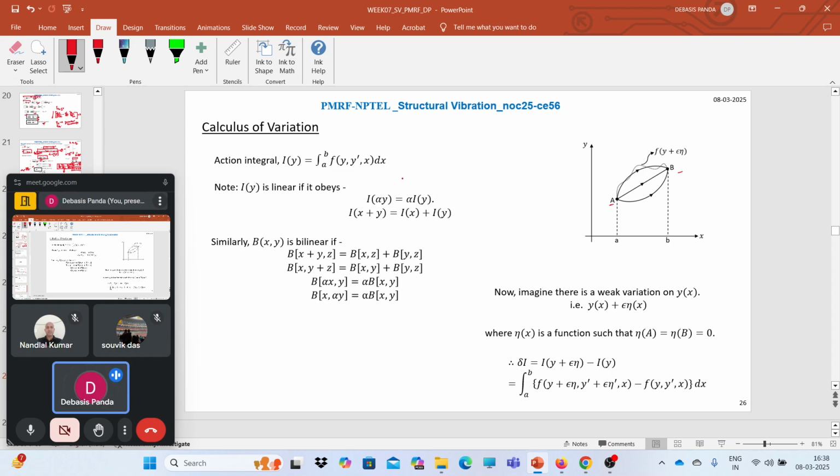So for this system, if I want to define the action integral between these two points A and B, what will that be? The action integral I of y will be nothing but the integral from a to b of f of y, y dot and x, dx.